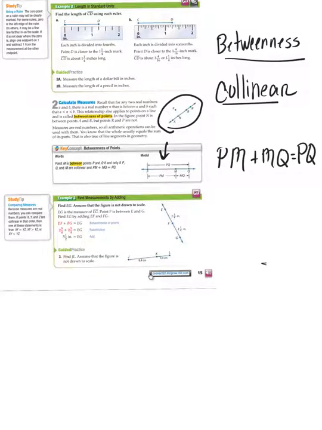So just go ahead and get out of the habit now of assuming that something's going to be drawn to scale, because a lot of the time it's not. Don't let that throw you.